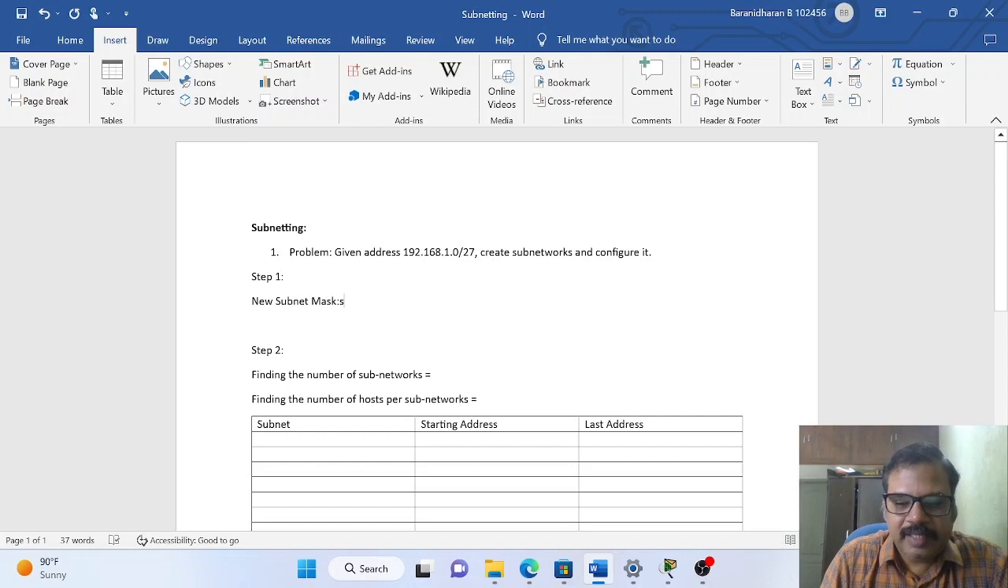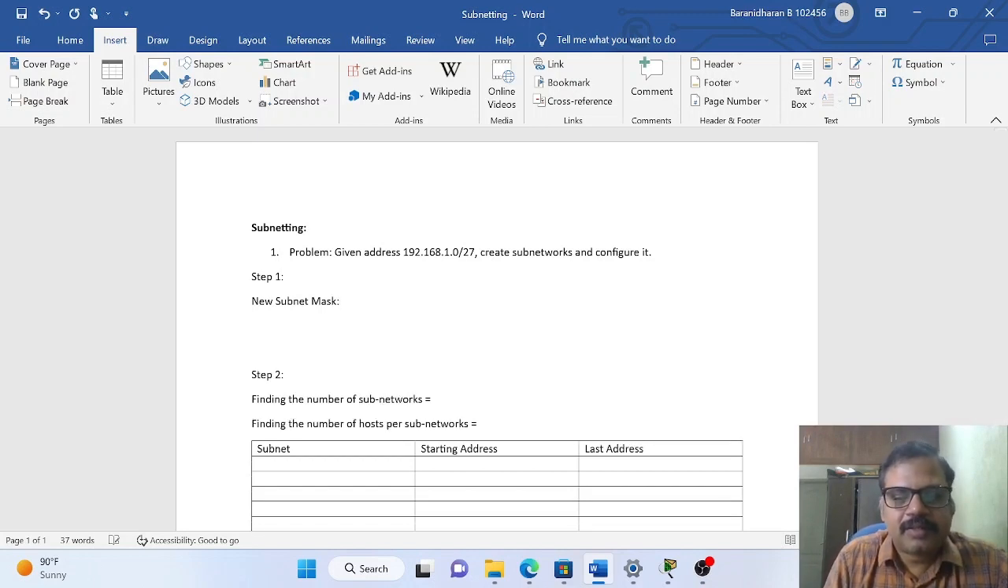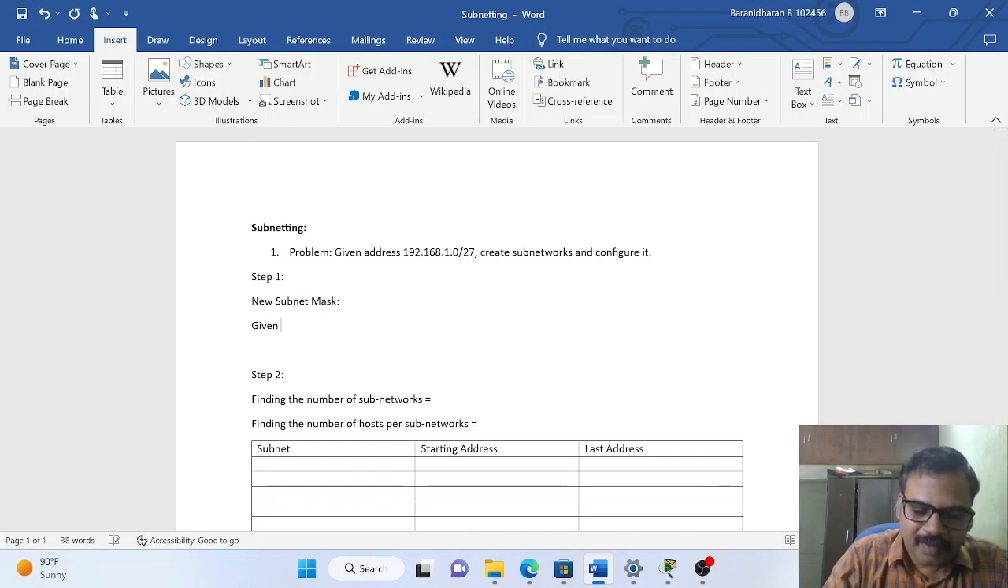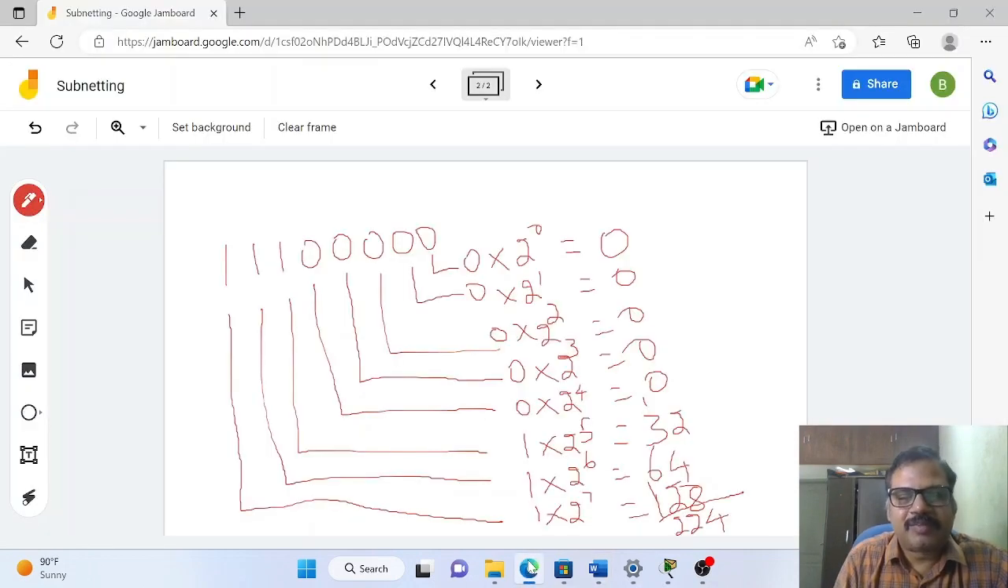So whenever they are giving the subnetworks, first we have to find the subnet mask. Before calculating the subnet mask, I hope you have identified which class the given IP belongs to. Yes, the given IP belongs to class C. How am I telling this? That's a simple logic.